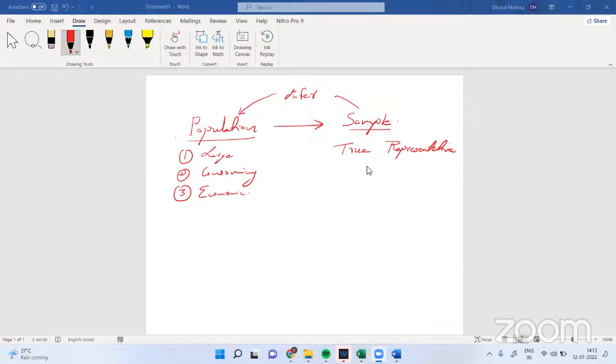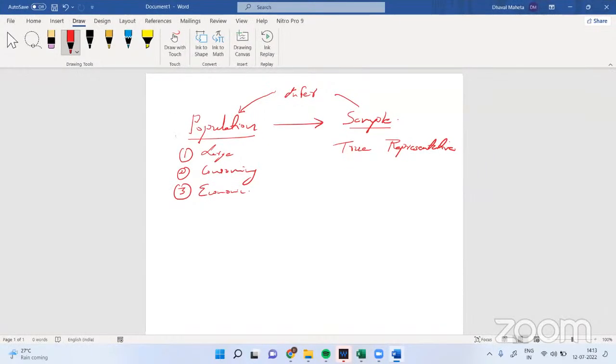So this should be the true representative of the population. What does that mean? That means the sample should be an accurate sample. What is an accurate sample? That means no biasness should be there. Unbiased. So the word which has come here is unbiased.